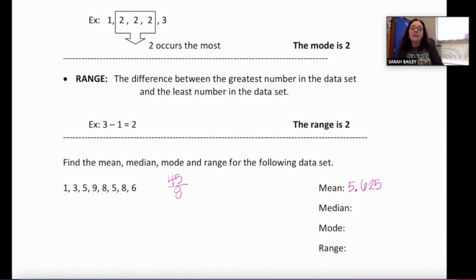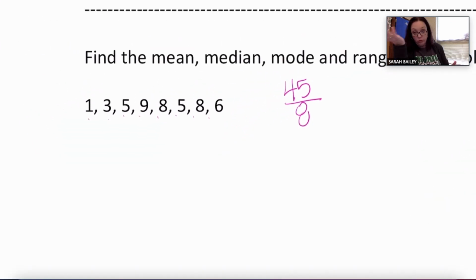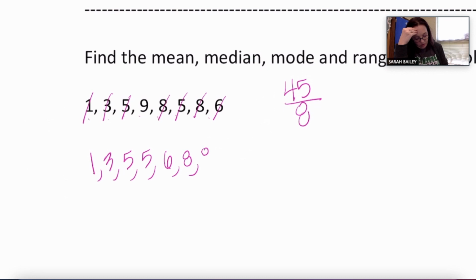Okay, the median is the number that's in the middle. However, you have to put your data in order first. My data's not in order, so I'm going to do that. The first number is going to be a 1, then 3. Then 5 comes next. There's another 5, a 6, an 8, another 8. Then a 9. So now my data is in order.